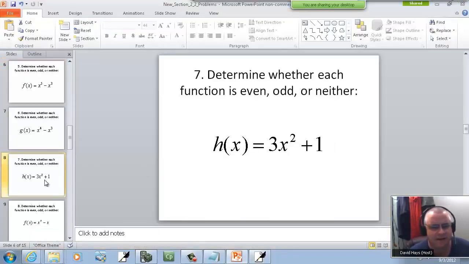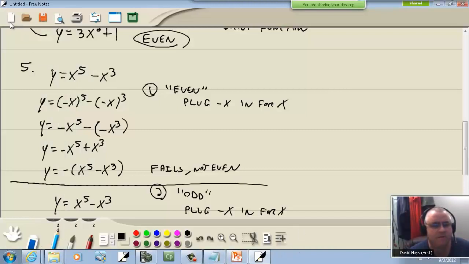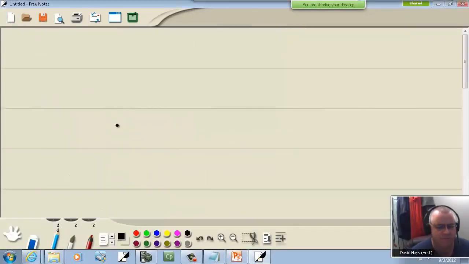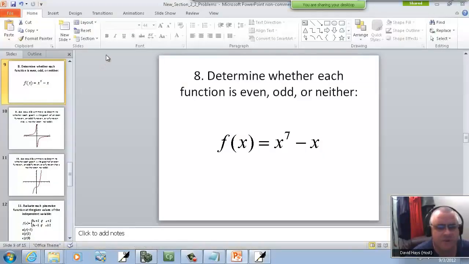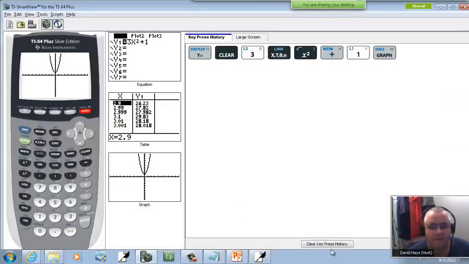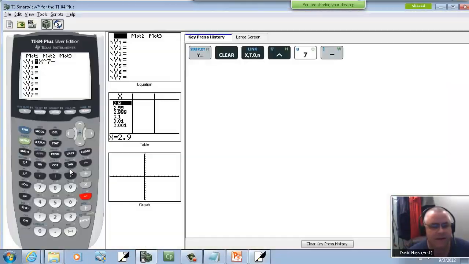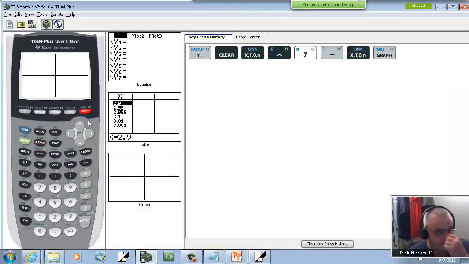Okay, let's go back to using the calculator. I think we're on this problem right here. So figure that out. And we got f of x is equal to x to the seventh minus x. So even, odd, or neither? So let's graph it. So press our y equals, press clear. We got x to the seventh. So I do x caret 7 minus x, and then graph.